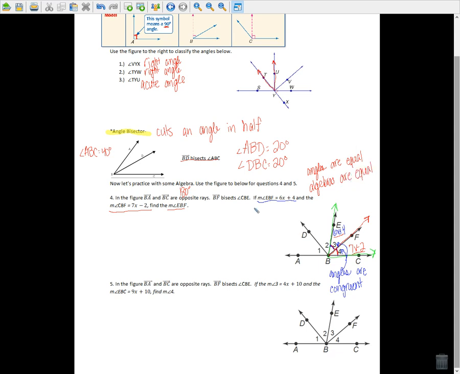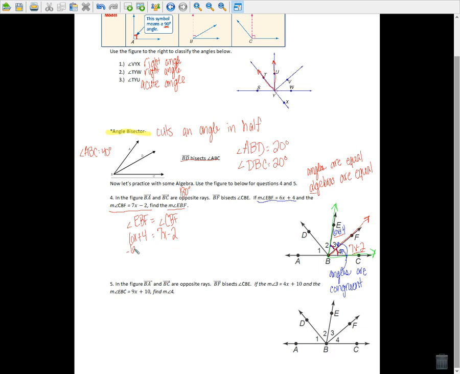When the angles are equal, the algebras are equal. So here we know that angle EBF is equal to angle CBF. So we are going to say that angle EBF, or 6x plus 4, is equal to 7x minus 2. That is extremely important, something you are going to do many more times this school year: you're going to set the algebras of congruent angles equal to each other.